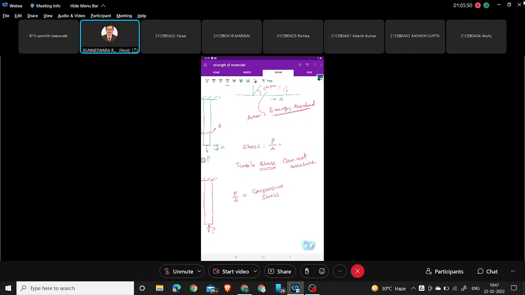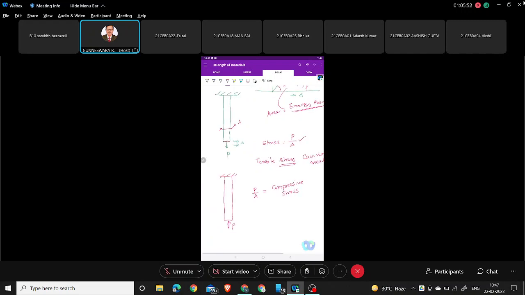The expression for stress is P by A. If P is the axial force acting on the body, and A is the cross-sectional area of the body, then axial stress is given by P by A. The axial stress can be tensile stress or compressive stress.